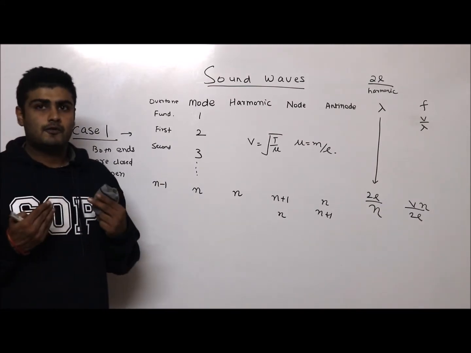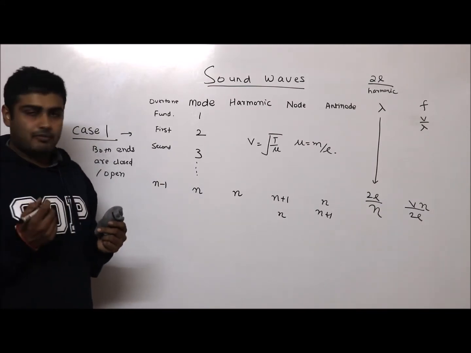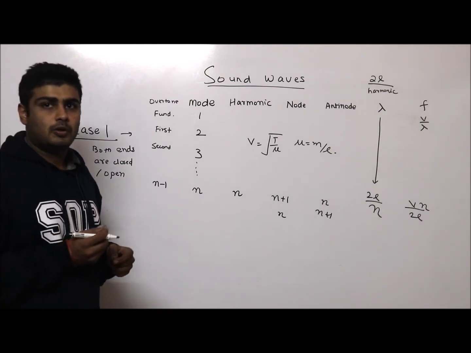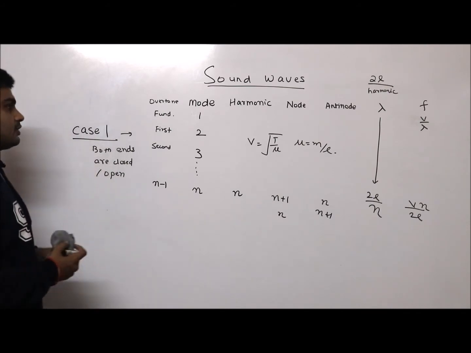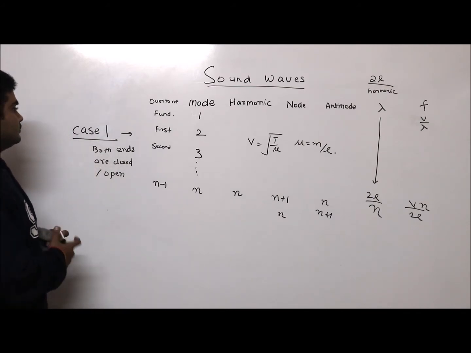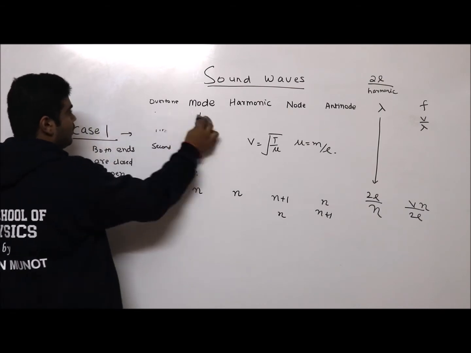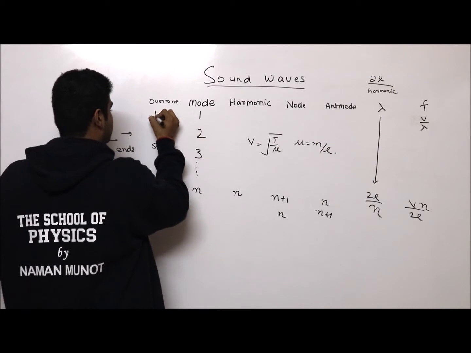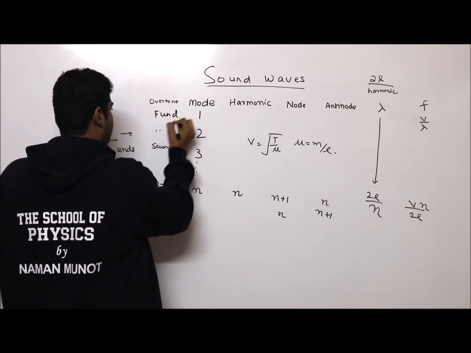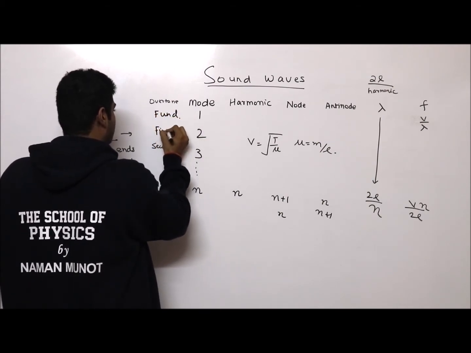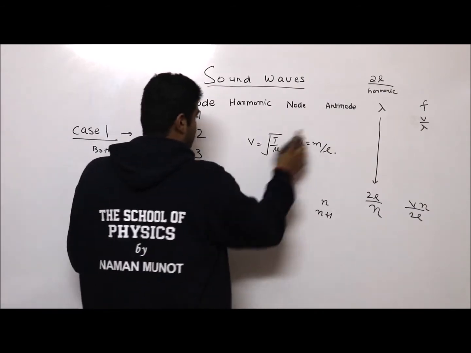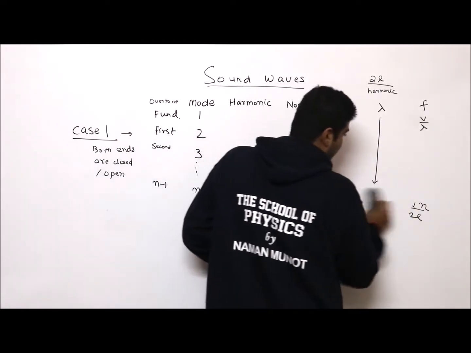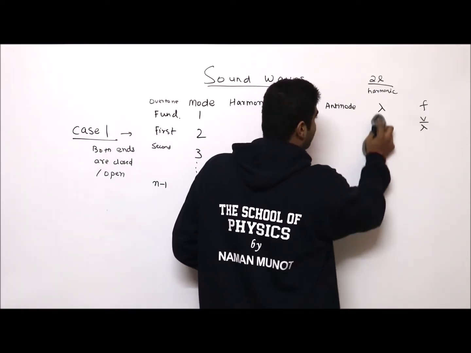Now after a few seconds we will move on to the next formula. The next formula is for when one end is either closed or open, or one end is closed. So we move to the next thing. I'll just keep fundamental first written. I'm deleting all this. So when one end is closed or open, we just have to remember what is different.